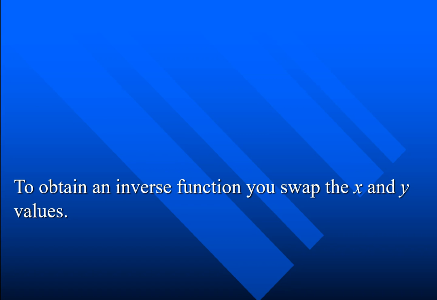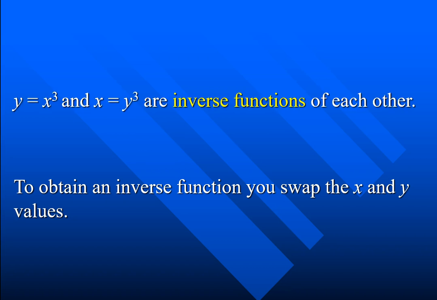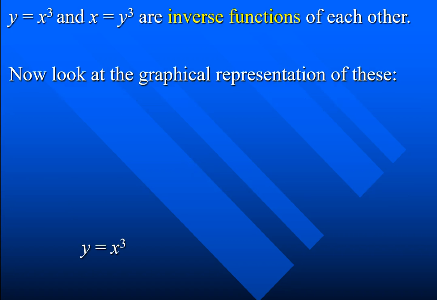So, algebraically, to obtain the inverse function is really simple. You swap your x and your y values. You just swap x and y. So y equals x cubed, then swapping the positions. Put the x at the front, put the y in the x spot, and you get x equals y cubed. They're called inverse functions of one another. And you'll see in a moment why I didn't choose y equals x squared. So, yeah, to obtain an inverse function, the algebraic form, just swap x and y.